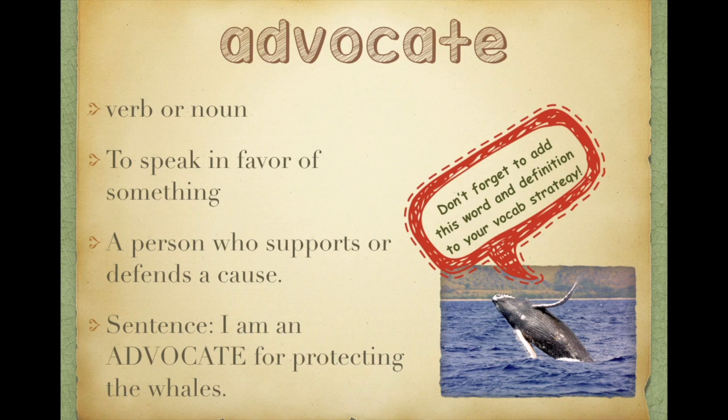Our final word for this lesson is advocate. Advocate can be used as either a verb or a noun. So it can mean to speak in favor of something if it's being used in the verb form, or it can mean a person who supports or defends a cause if you're using it as a noun. So in the sentence, it says, "I am an advocate for protecting the whales." In this sentence, it's being used as a noun, really to define the person who's speaking out for or supporting the protection of whales. If you need more examples of sentences for how this word is used, feel free to take a look in your workbook. And don't forget to add this word and definition to your vocab strategy.